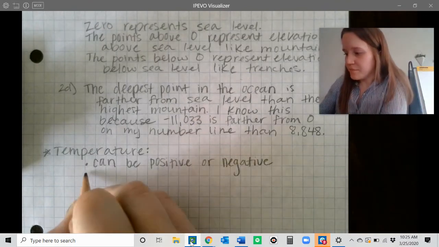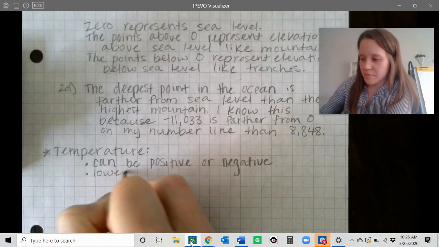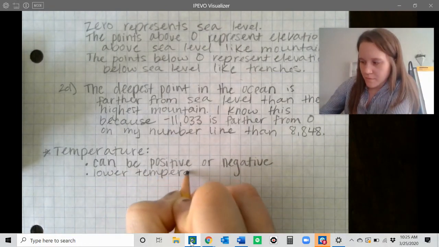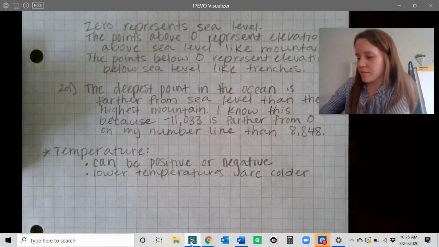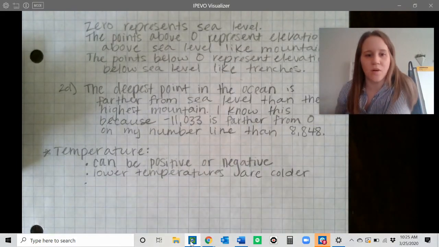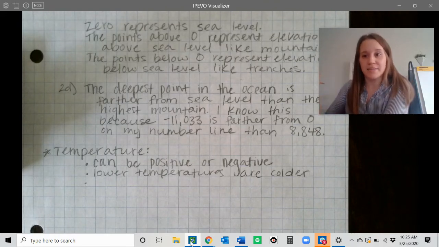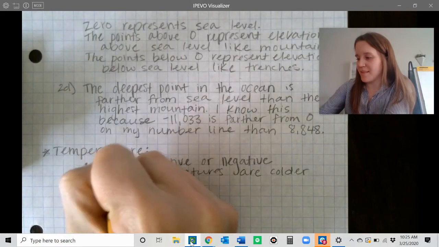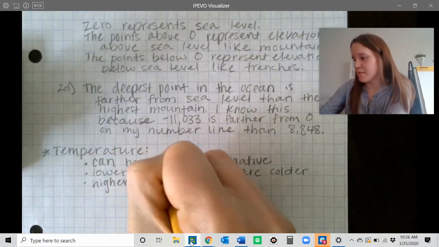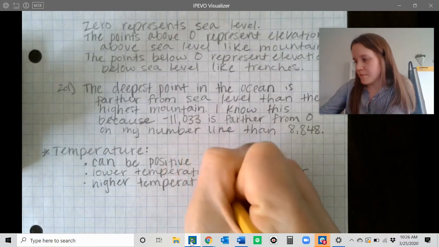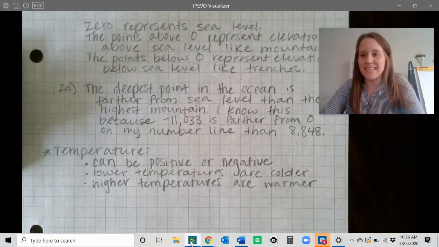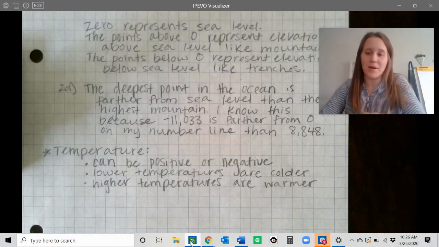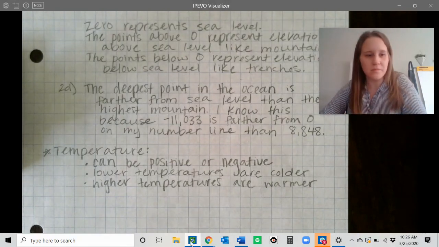In fact, lower temperatures are colder. Lower temperatures are colder. And then the inverse of that is true as well. Higher temperatures are what? Higher temperatures are warmer. Right? You know, a day outside that's 100 degrees Fahrenheit is a lot warmer than a day that is 80 degrees Fahrenheit. Okay, very good.